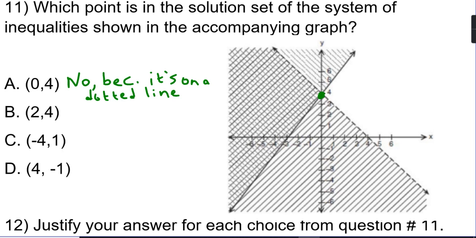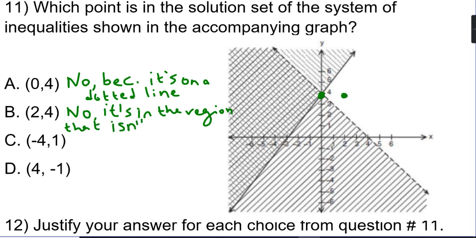Okay, the next point is 2, 4. 2, 4 falls right here, and I hope that you are saying, no, it's not a solution. And why? Why is that not a solution? Well, look at it. It's not a solution to either inequality. It's in a totally non-shaded region, right? So it's actually in the region that is not shaded at all, right? It's not a solution to either of these inequalities. We didn't shade that part at all, so it's definitely not a solution.